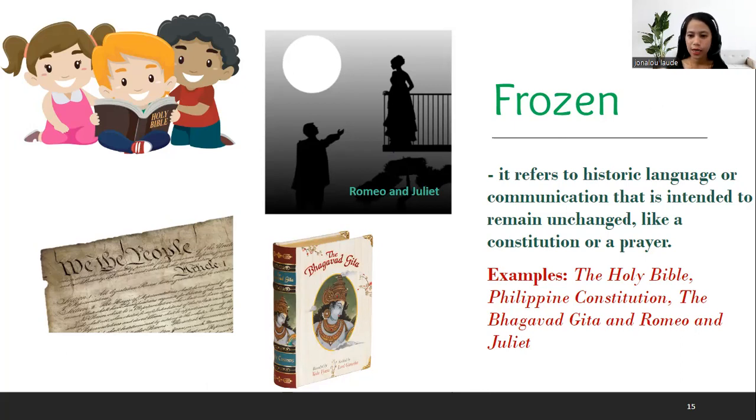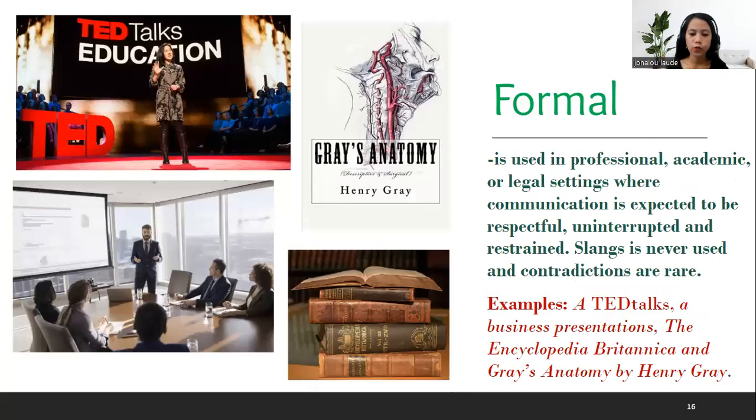The next one in our class is the formal registers of language. These are used in professional, academic, or legal settings where communication is expected to be respectful, uninterrupted, and restrained. Slang is never used and contractions are rare. So, let's talk about professional, academic, or legal settings. Of course, the choice of words is important when we are talking in a formal, professional, or academic setting.